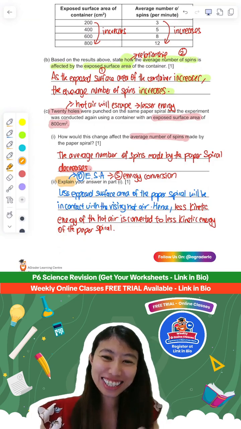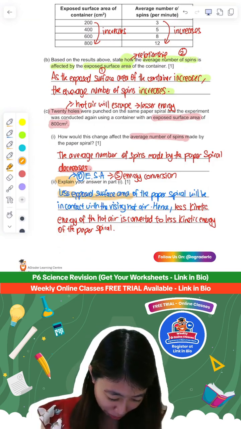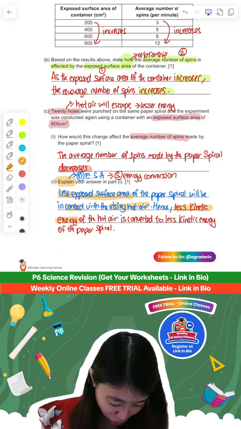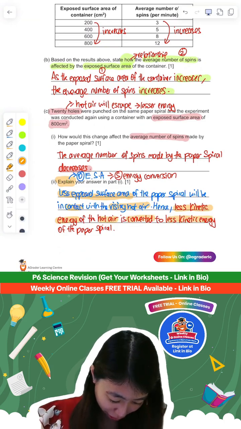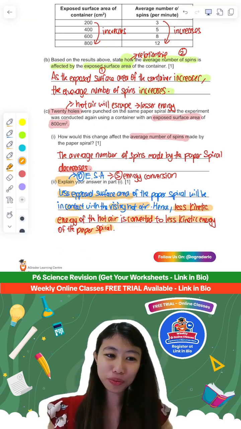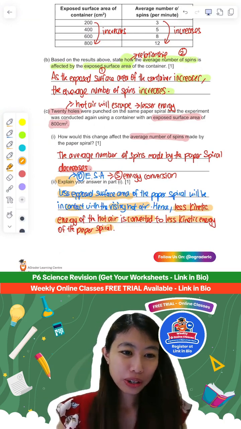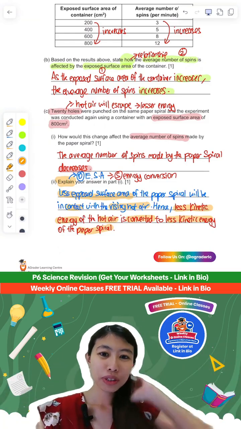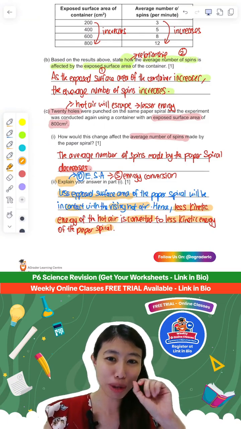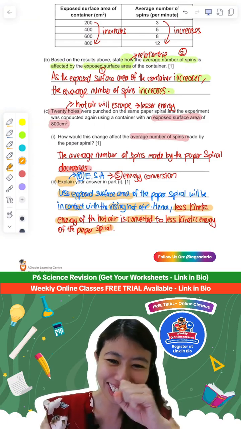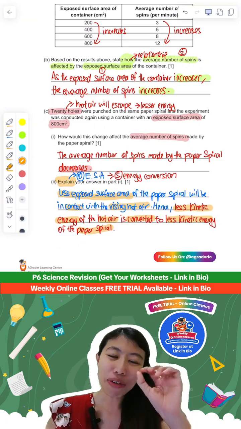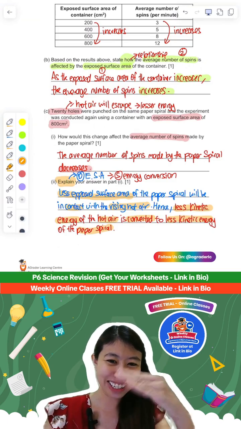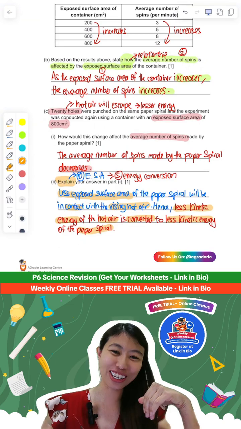Okay, I'm going to highlight the key thing again. Less exposed surface area in contact with the rising hot air. So less kinetic energy of the hot air is converted to less kinetic energy of the paper spiral. It's long, right? Because my pen thickness is quite big. I write bigger so you can see. If it's thinner, then the number of lines that you use is actually lesser.